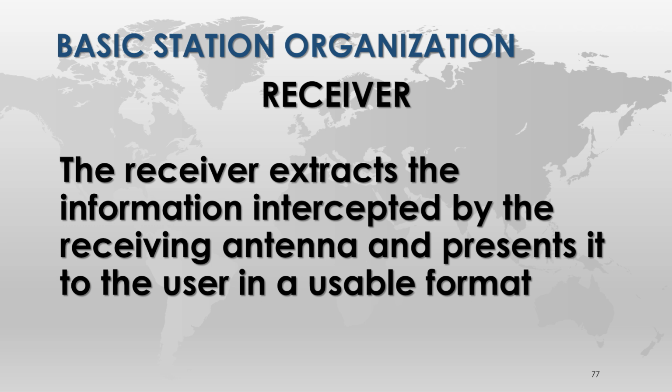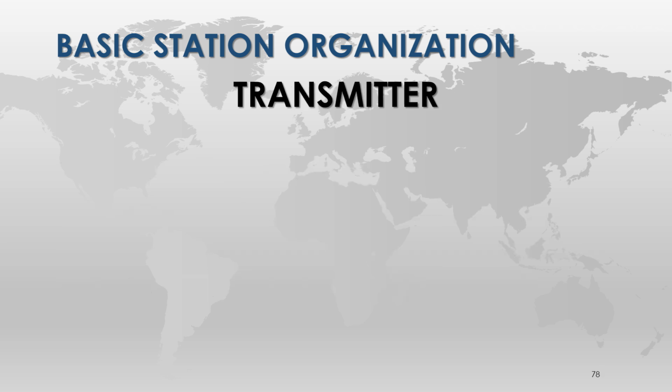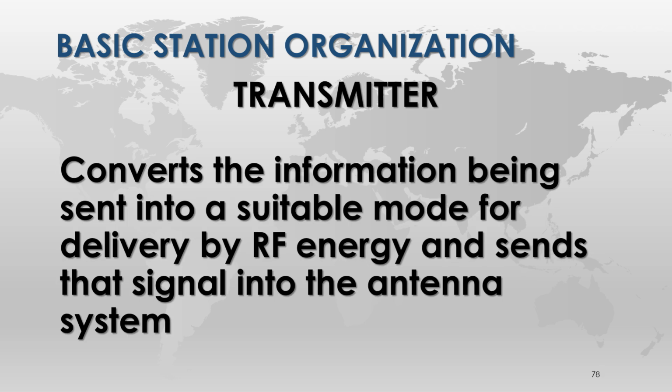The receiver extracts the information intercepted by the receiving antenna and run down the feed line, and you get losses in all of that, and presents it to the user in a usable format. So it brings in the signal off of the feed line, and then it processes it and spits it out either as audio signal or digital, going into your computer, where you can read the text or see the picture that's being sent. The transmitter converts the information being sent into a suitable mode for delivery by RF energy and sends that signal into the antenna system. Kind of obvious, right? You're transmitting, it's going out. You're receiving, it's coming in.